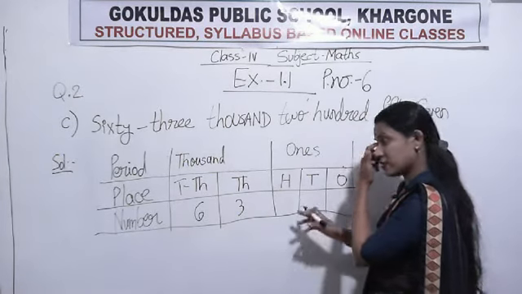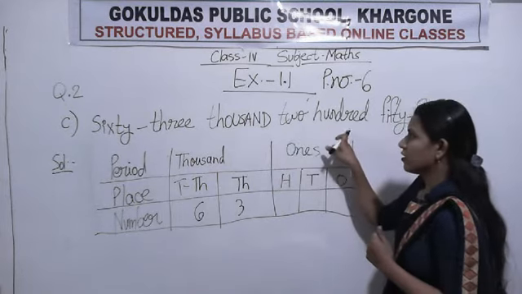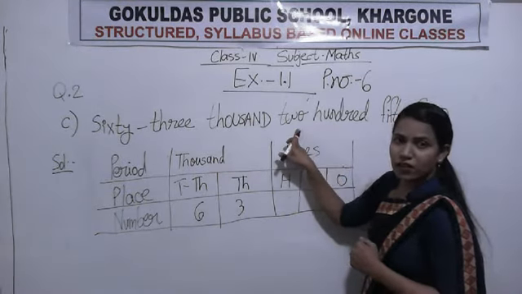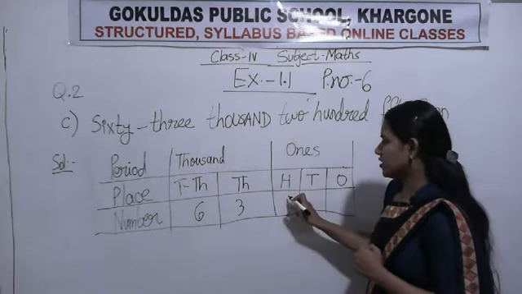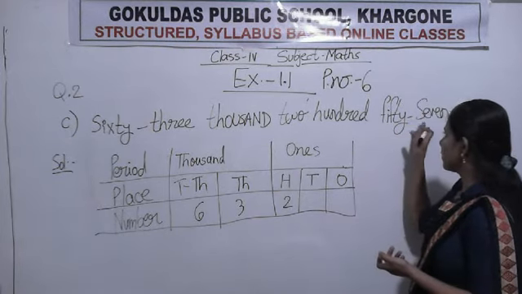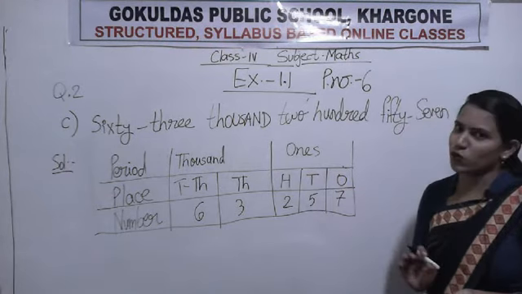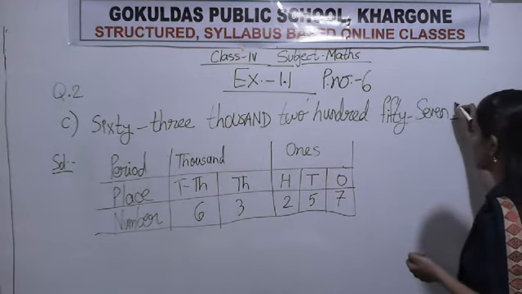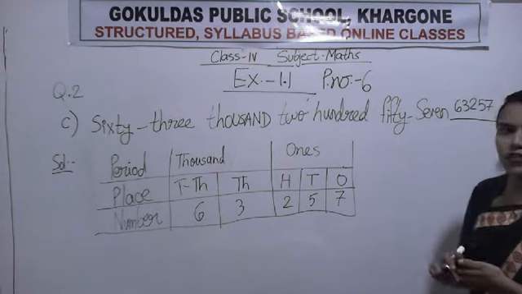Okay, now move to the next. What you will write? Here written is 200. So 2 is written before 100. So you will write this 2 in hundreds column, right? Then 57. You know how to write 57. Then this is how you write the number: 63257, and put comma according to Indian system.